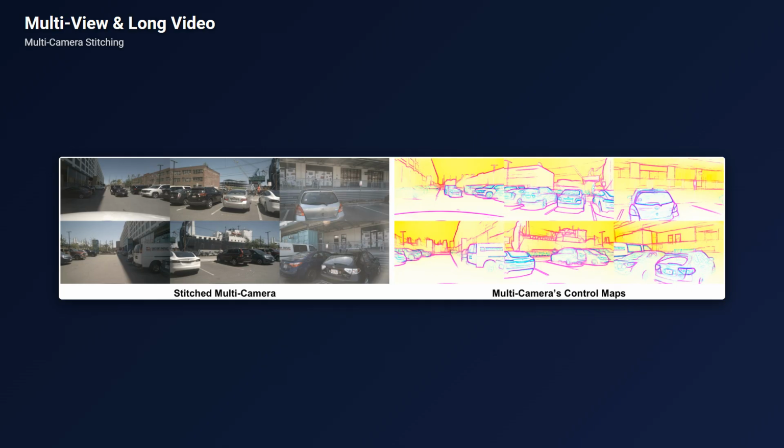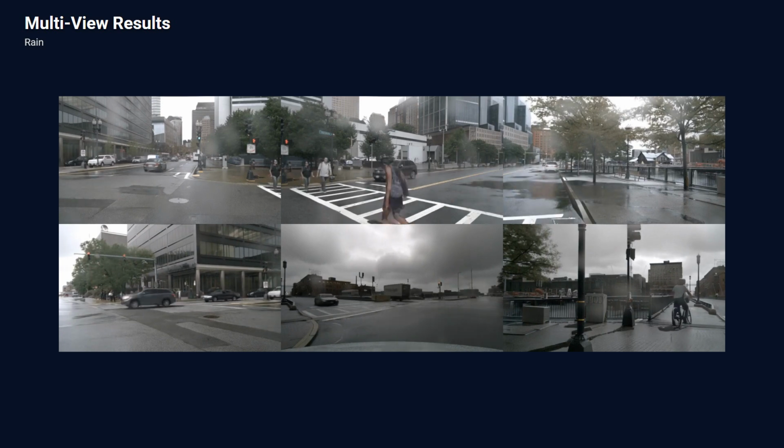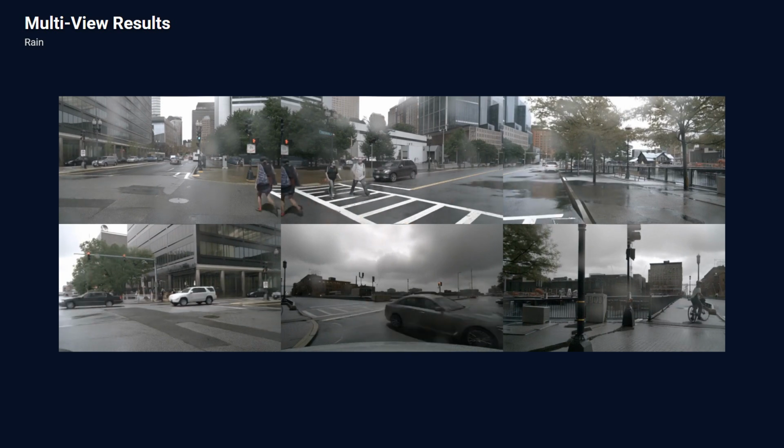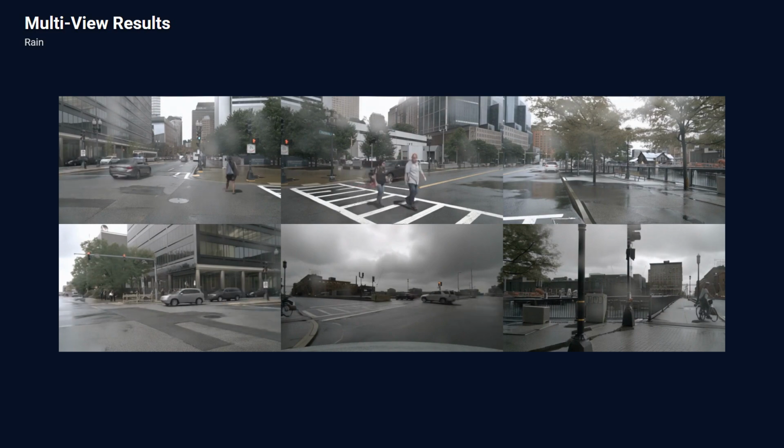AutoAWG extends to multi-camera systems. Autonomous vehicles carry multiple cameras, covering a 360-degree field of view. We stitch all views into one composite grid. Self-attention captures cross-view consistency. Here are multi-view results under rain. Notice, all 6 cameras show consistent rain.